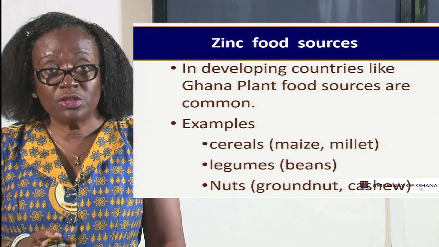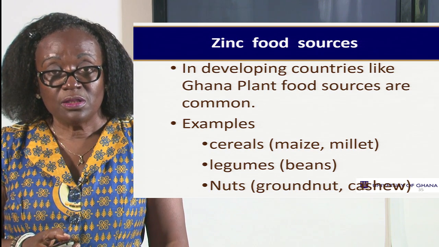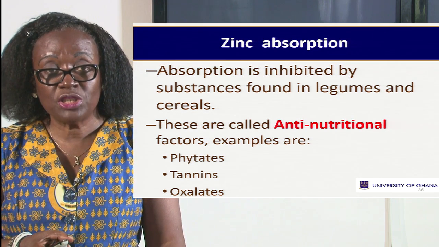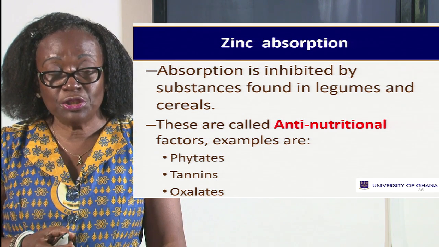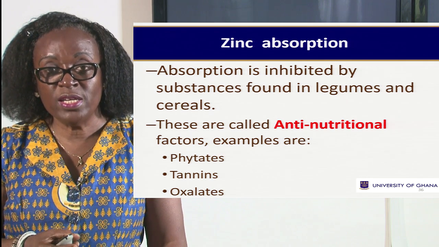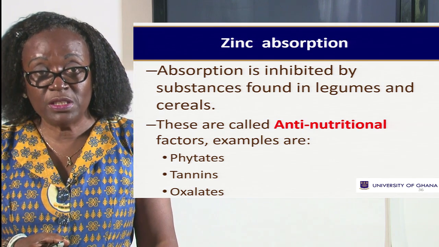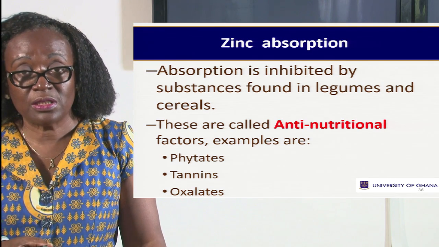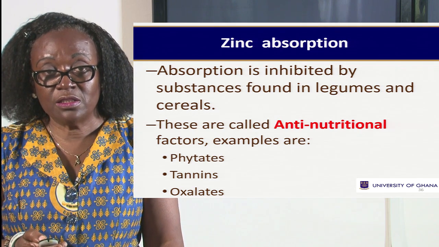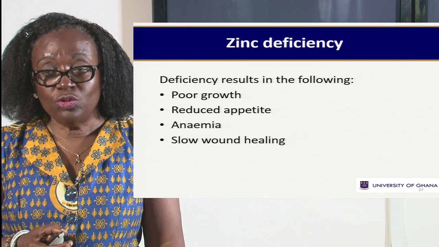In developing countries, we rely mostly on plant source foods, such as maize, legumes, and nuts. But once again, we have anti-nutritional factors, just like I mentioned for iron, the phytates, the tannins, and the oxalates, that also hinder. But when they are processed, for example, fermentation, when it comes to our cereals, can overcome some of these phytates, tannins, and oxalates.